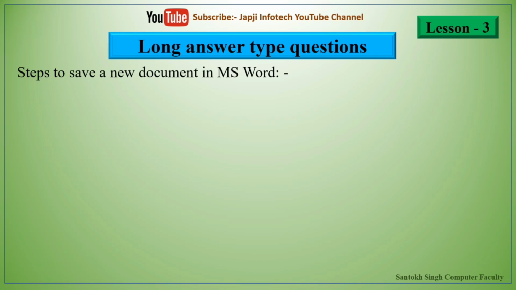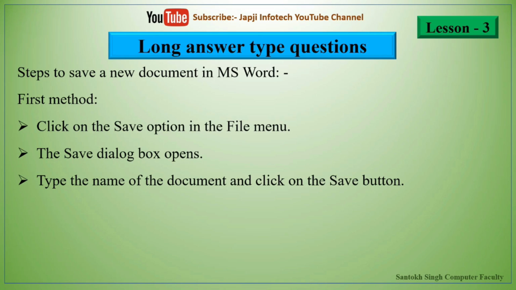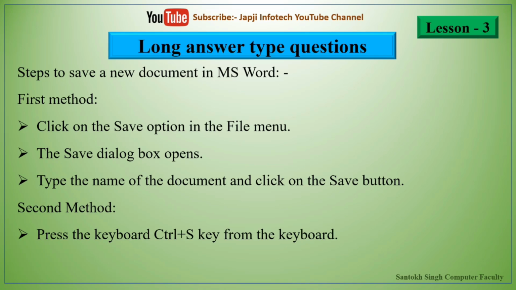So now we will learn about the steps to save a new document in MS Word. The first method is to click on the Save option in the File menu. The Save dialog box opens. Type the name of the document and click on the Save button. And the second method is to press the Ctrl plus S keys from the keyboard.